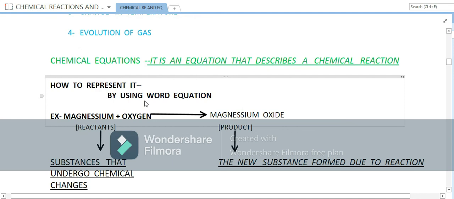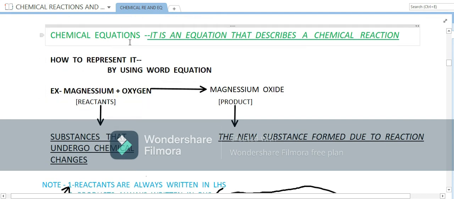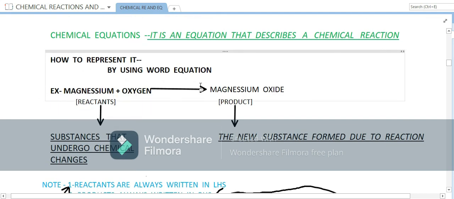So this part, chemical equation, what is a chemical equation, we will describe this in the next class.